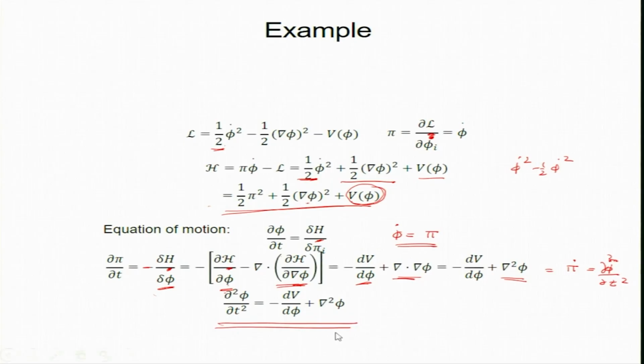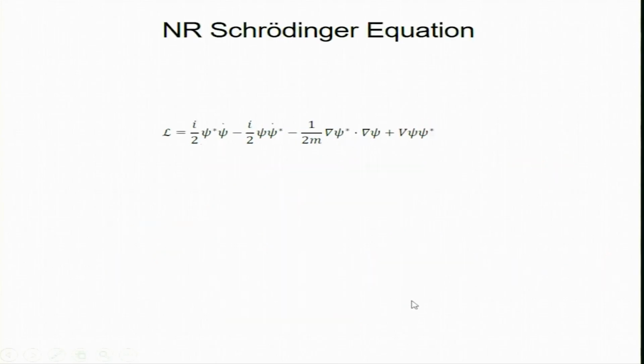I think I will do the other example later, because I think it is already close to saturation. This one is quite an important one. You can write down the Lagrangian for the non-relativistic Schrodinger equation, and I will do it in the next class. In fact, I think we need to spend some time on it, so we will do it in the next class.